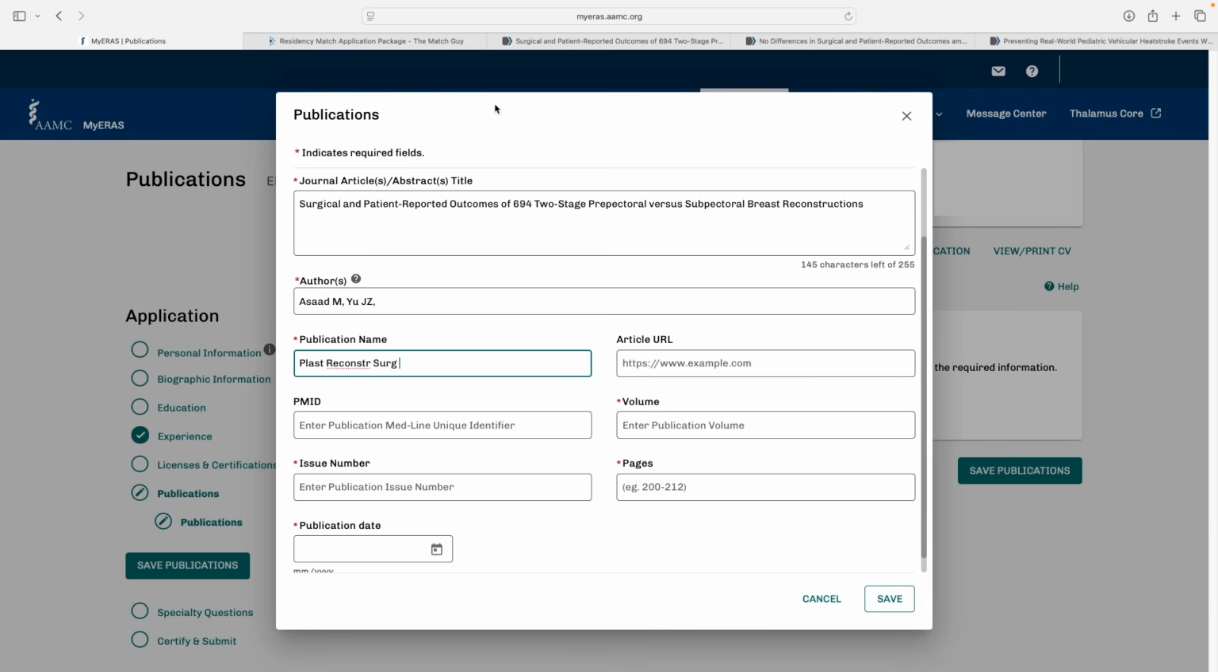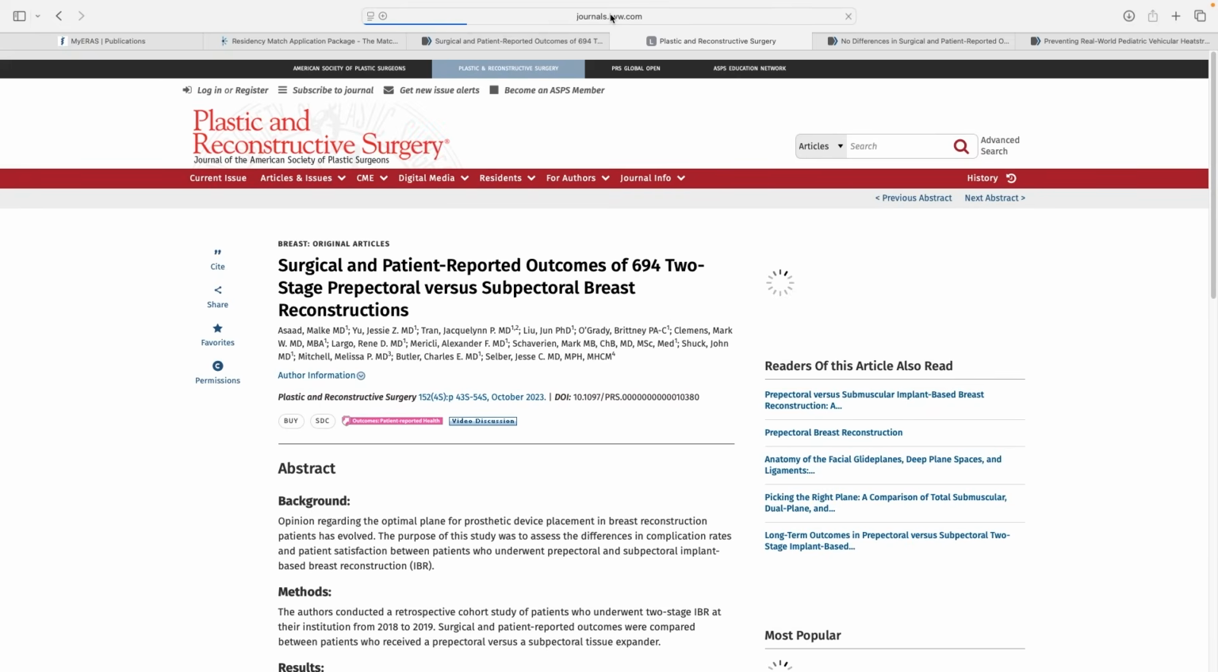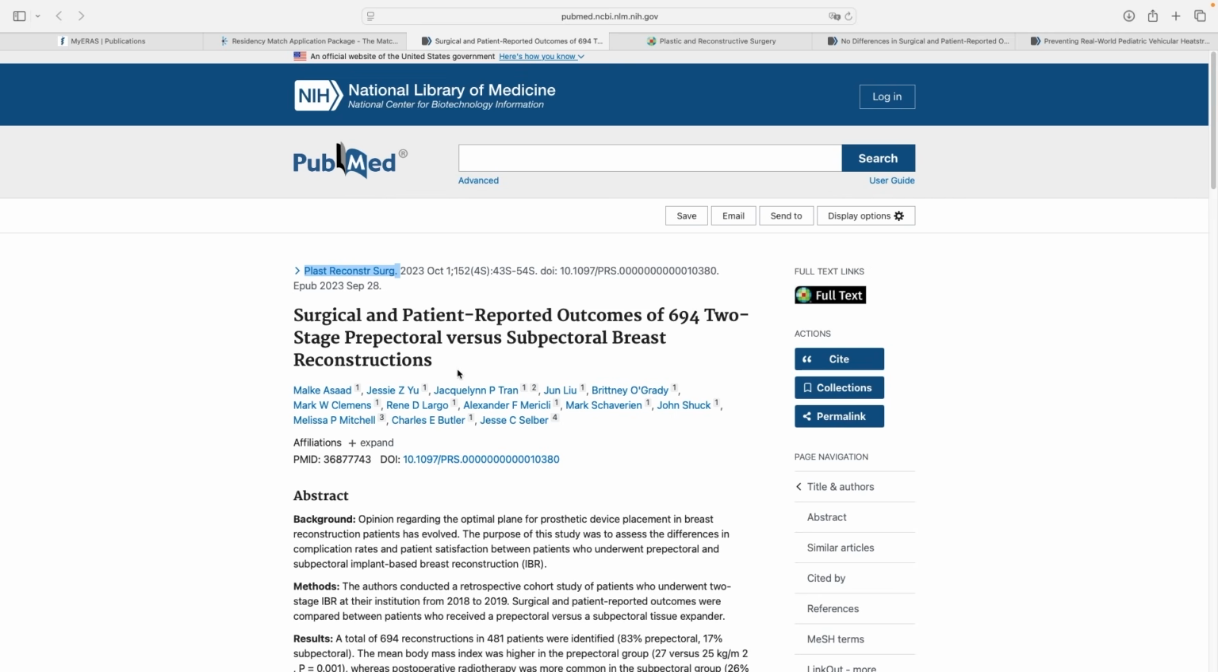Article URL, I think it's helpful to put the article URL if somebody wants to check it out. So from PubMed, you click on full text here, and you can just copy paste this link, and then you can post that here, just in case, again, somebody wanted to check it out. The PMID, you can find it somewhere here. You can see it here. We're gonna copy paste that.